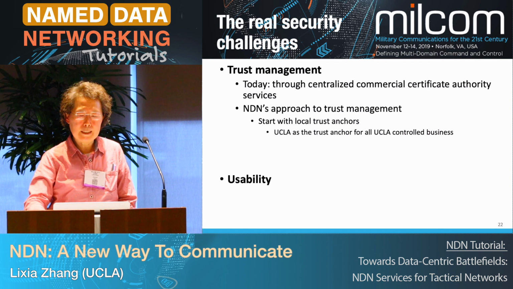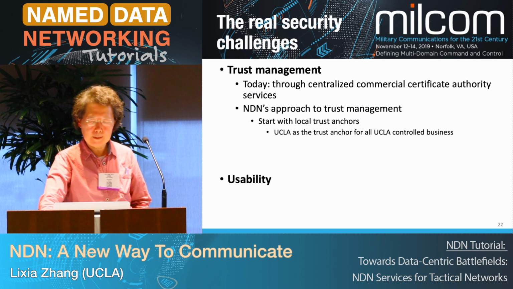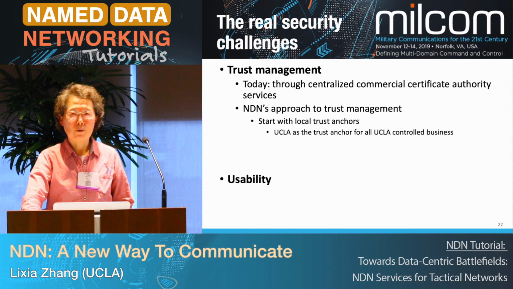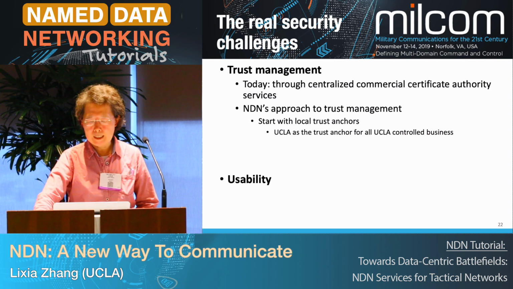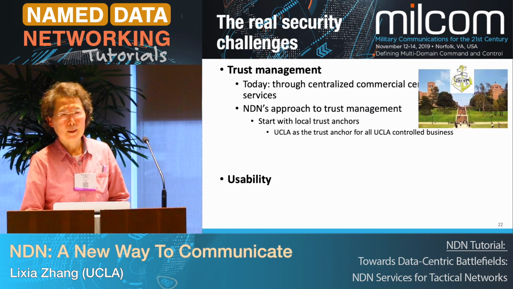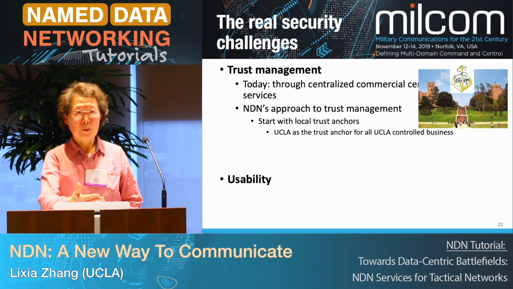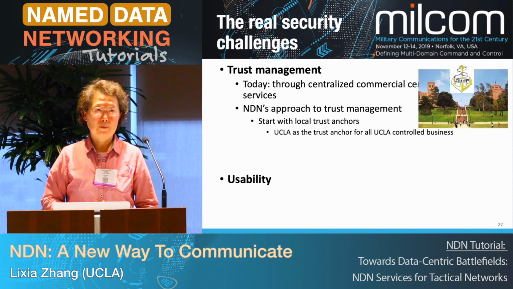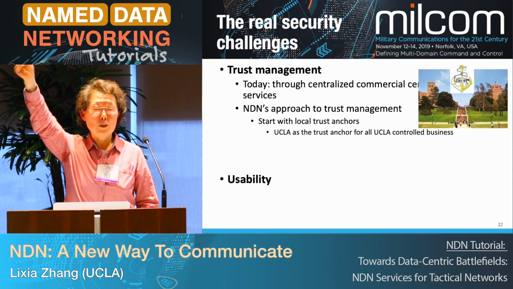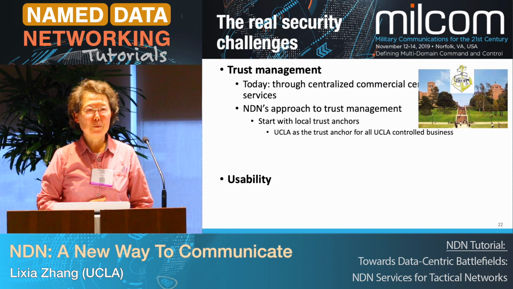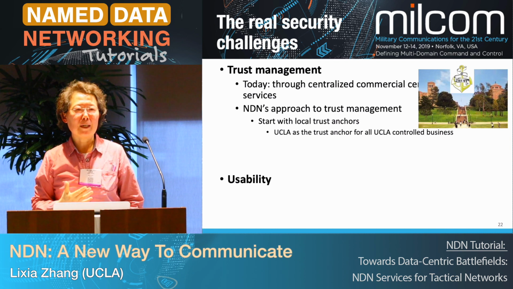Trust management today is through centralized commercial certificate authorities. NDN's approach has local trust anchors. What do I mean by local trust anchor? I'll give you an example. I'm from UCLA. UCLA pays my salary, hires me as an employee, and UCLA can be one of my trust anchors. How do I get UCLA's key reliably? Well, we have many ways. They pay me in a reliable way. So we can have a local trust anchor.